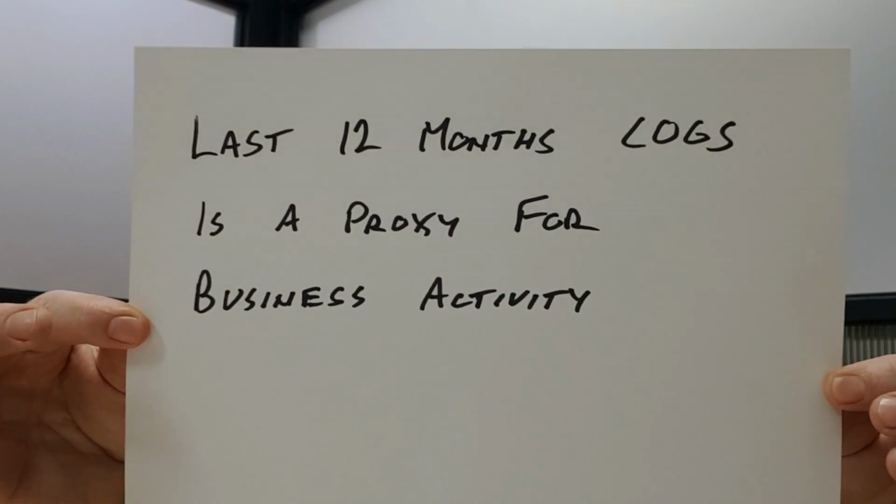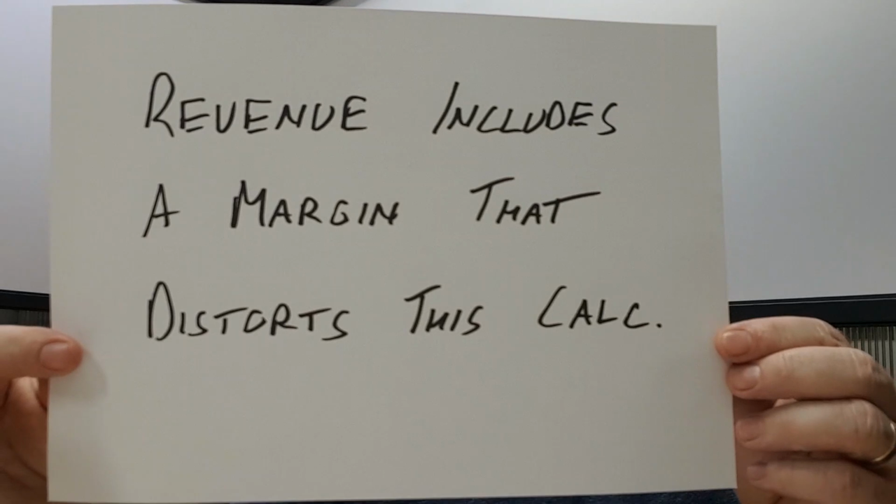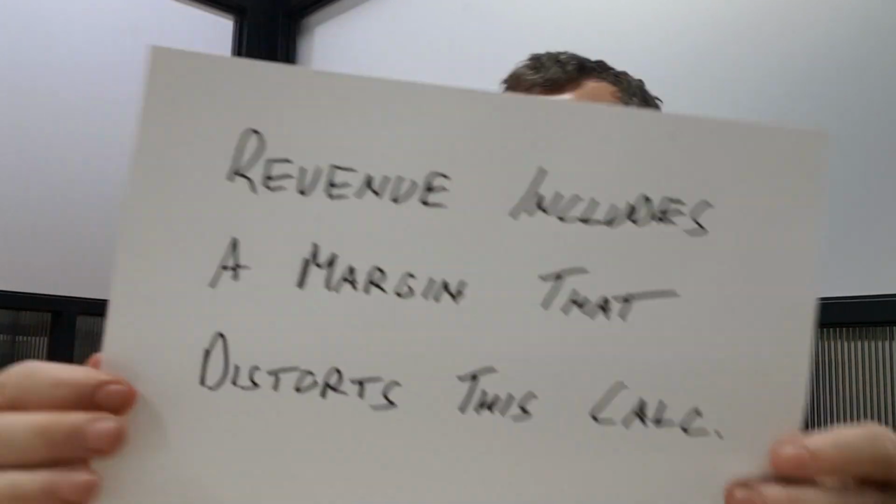Now, business activity is an interesting concept. For most people, they think about business activity as revenue. It's the sales that we make which underpins the activity of the business. But to calculate this ratio, we're using last 12 months COGS, and it's important that you do so, okay? For this ratio, it is the proxy for business activity. And the reason it's the proxy for business activity is that revenue includes a markup or a margin, and that markup or margin will distort the answer that this ratio gives.